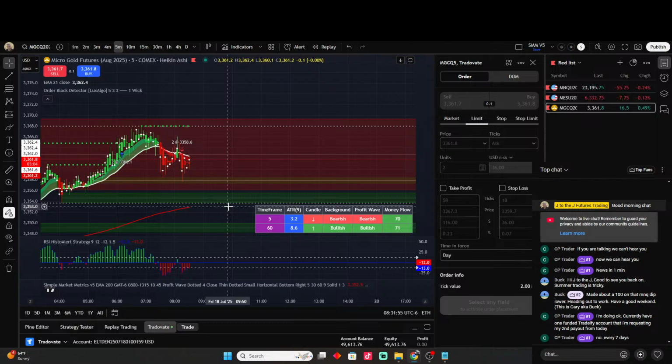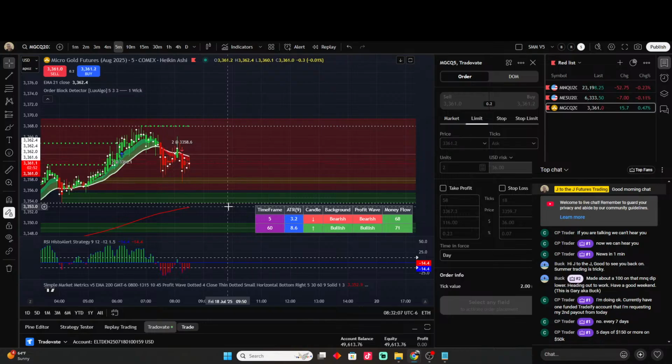Oh, I see. Every 7 days. What's the size of account? What's the buffer? And then what's the split on the portion you can take over the buffer? 5 days of 150 or more on 50K. Gotcha.